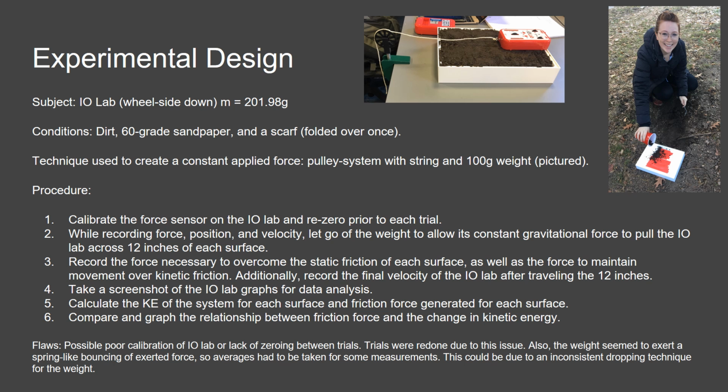The experimental design included the IOLab wheel side down, being dragged with a constant force over dirt, 60 grade sandpaper, and a scarf that was folded over once. We used the IOLab after calibration to measure force, position, and velocity, and we recorded the weight of the IOLab and the weight that was being used to pull the IOLab at a constant force. We calculated the kinetic energy of the systems and the frictional force exerted for each system.